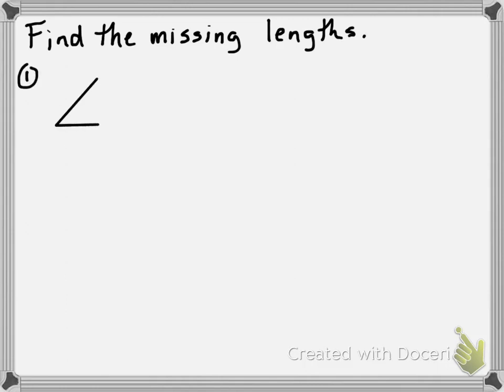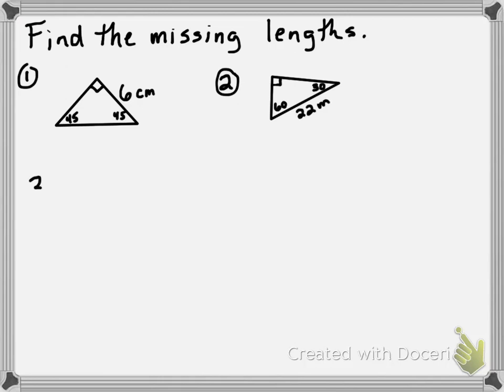Alright, now the last one. We're going to find the missing lengths again, except this time you only get one length and you have to find the other 2. Okay, now remember, you can only do this when you have a special right triangle. It doesn't work for all right triangles, just the 2 special ones.